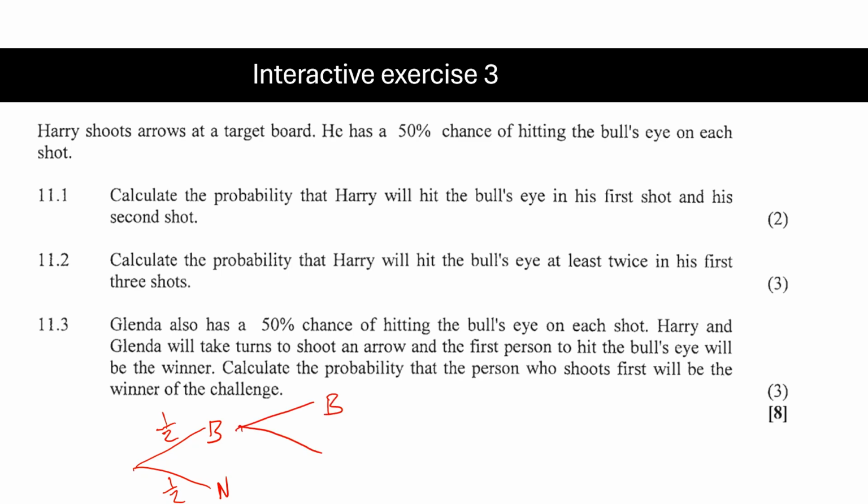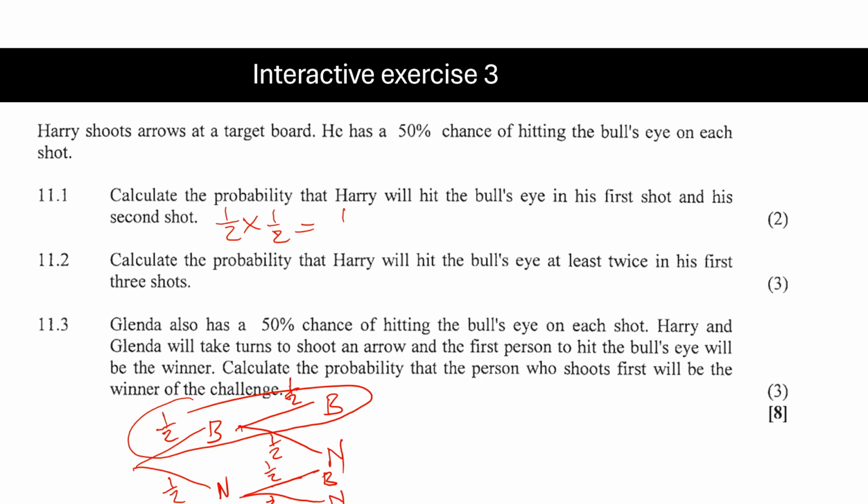Second trial, he can either hit or not hit. If he had missed in the first trial, he still has a chance of hitting or not hitting. It's still 1 over 2, 1 over 2, 1 over 2, 1 over 2. So we can answer the question: what is the probability that Harry will hit the bullseye in his first shot and his second shot? You can see it's just 1 over 2 times 1 over 2, which is 1 over 4. All right. So those are kind of the basics.